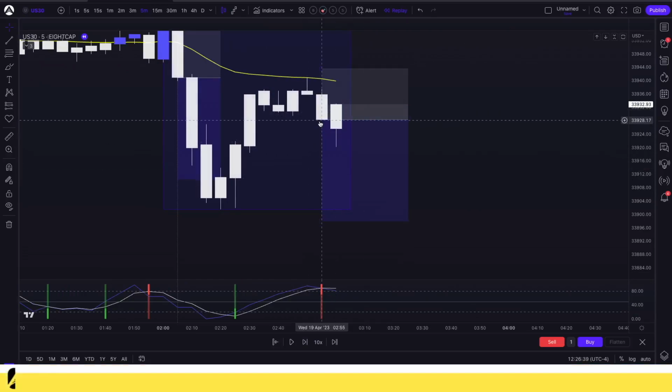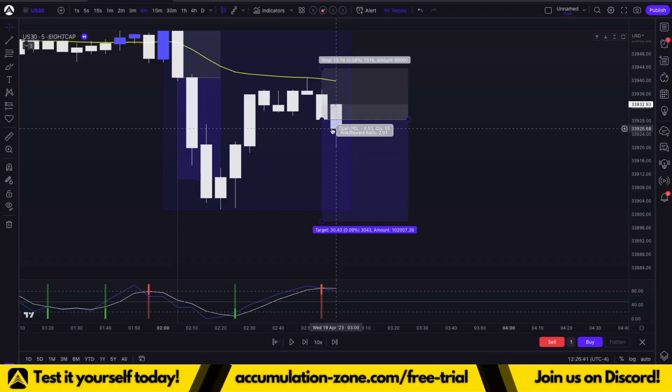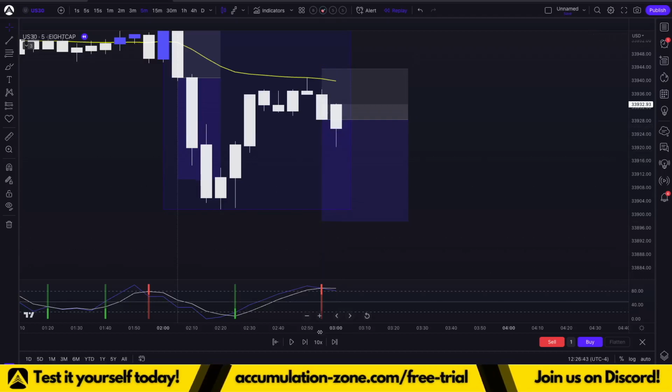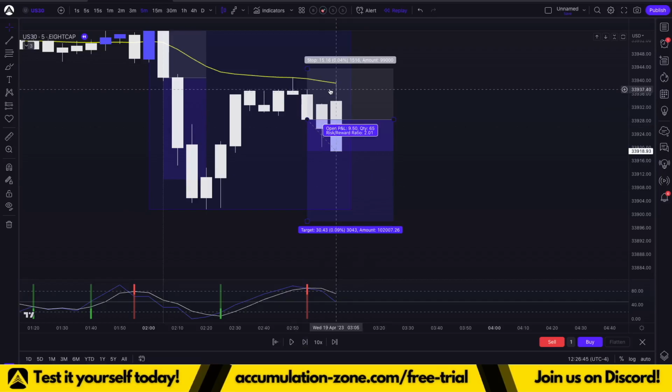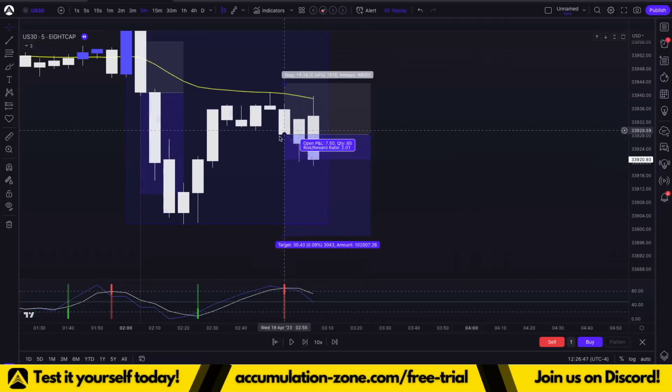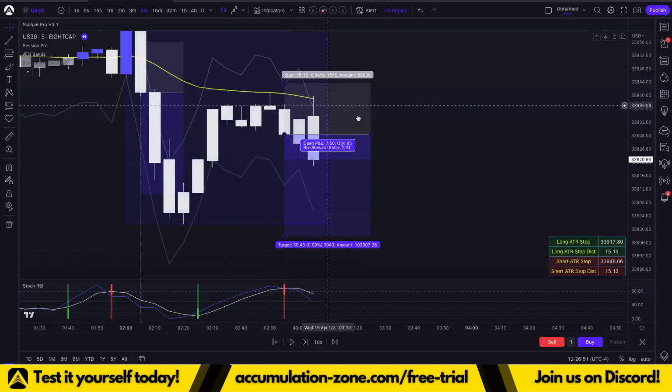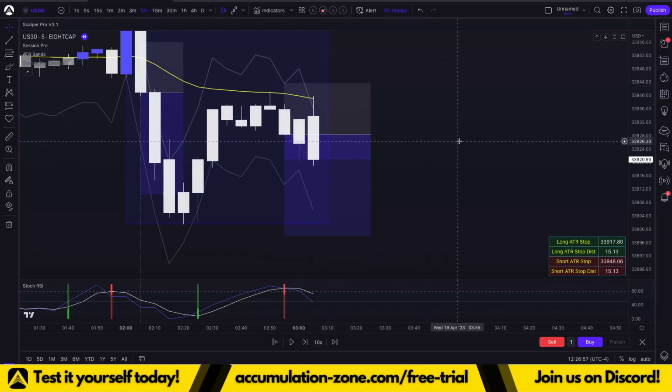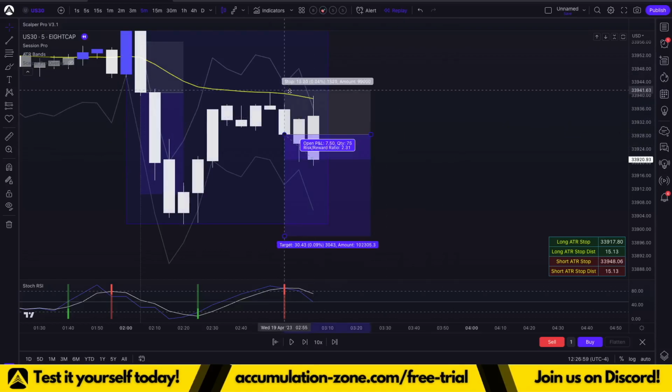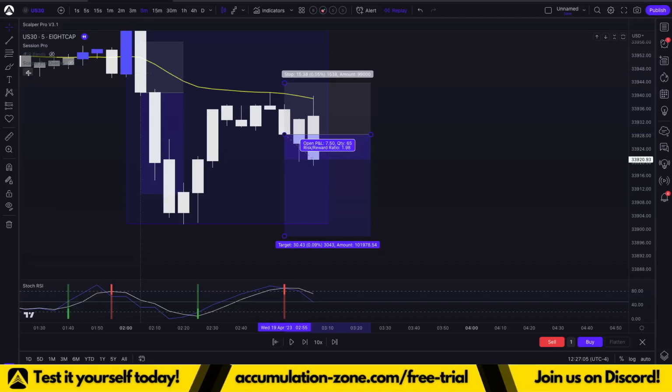We closed this candle right here, and we opened up the next candle at 3 AM right here to the downside. We went up back to the VWAP, and this is exactly the reason why I chose to place my stop loss on the ATR right here, because it's likely to go back to the VWAP and then ideally reject from that level. But if we place our stop loss exactly on the VWAP, spread would have taken you out right here.